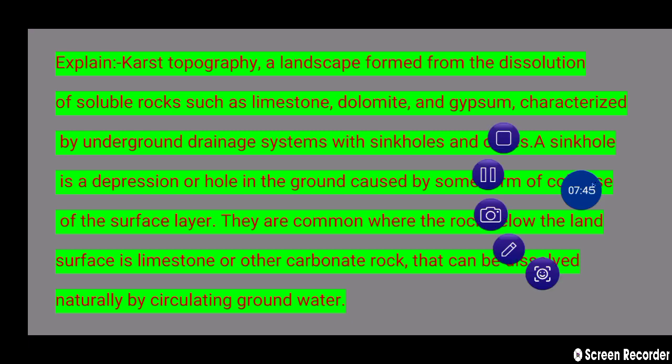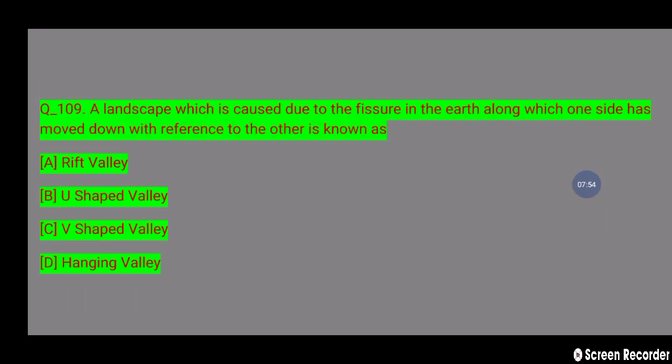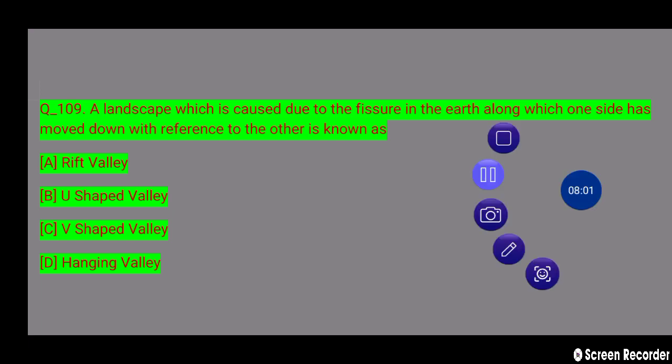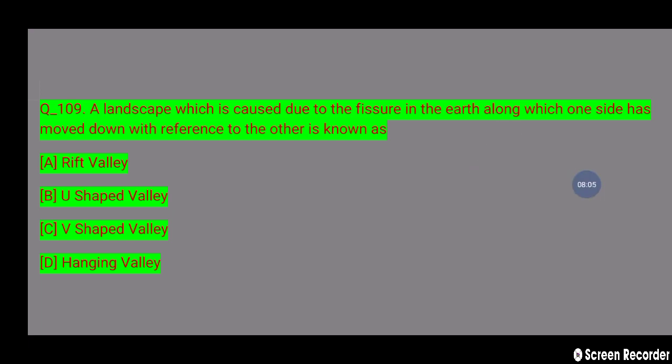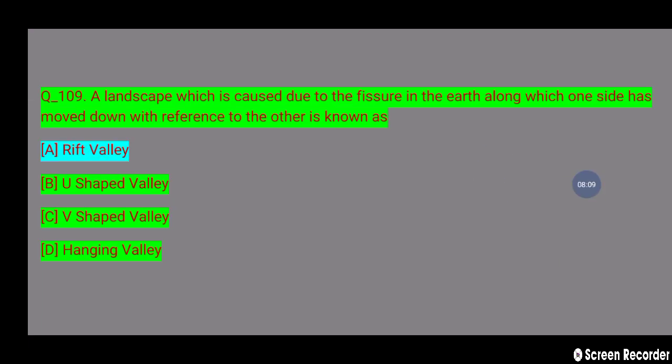Question number 109 asks: a landscape caused by a fissure in the earth, along which one side has moved down relative to the other, is known as what? Among these four options, which one will it be? Option A, rift valley.